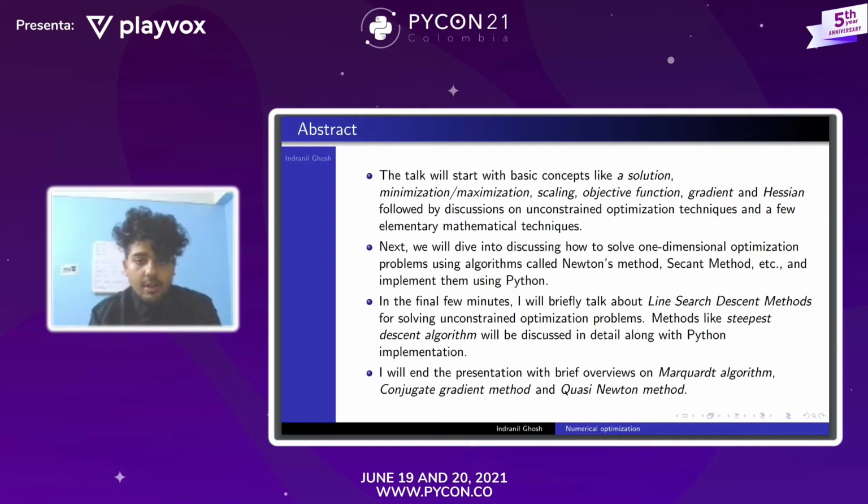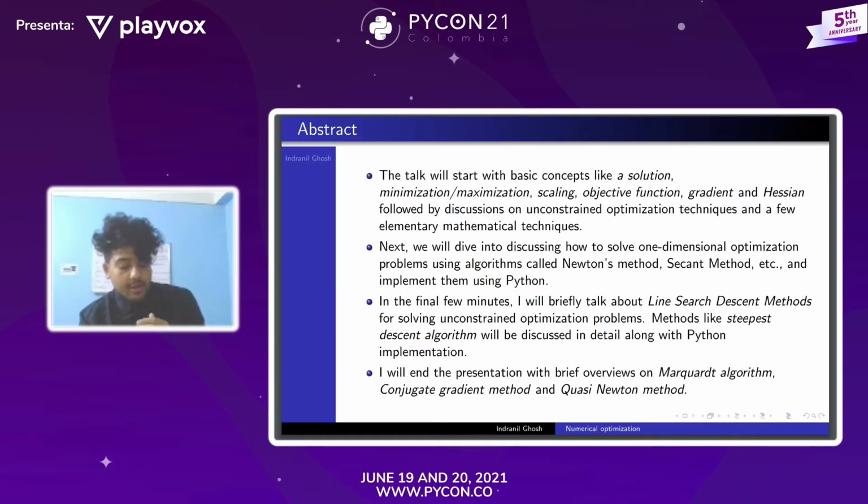And finally, I will briefly talk about the line search descent method. It's a very important concept for solving unconstrained optimization problems. And we'll discuss another method called the steepest descent algorithm and also its Python implementation. And if time permits, I will give brief overviews on the Marquardt algorithm, conjugate gradient method, and quasi-Newton.